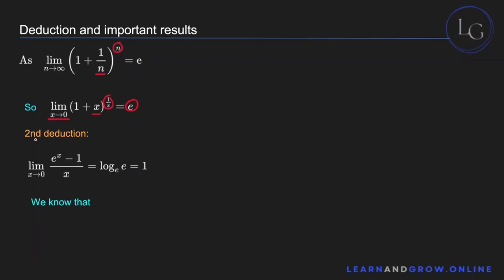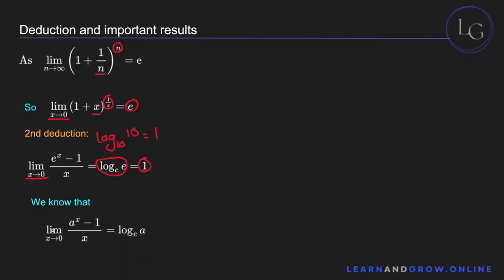Now the second deduction. The second deduction states that the limit of e to the power x minus 1 over x as x approaches 0 is equal to log e of e. And that is equal to 1, because when you have a logarithm of any base of the same term as the base, you get 1. For example, log 10 of 10 is also equal to 1, and the reason is because 10 to the power 1 is equal to 10.